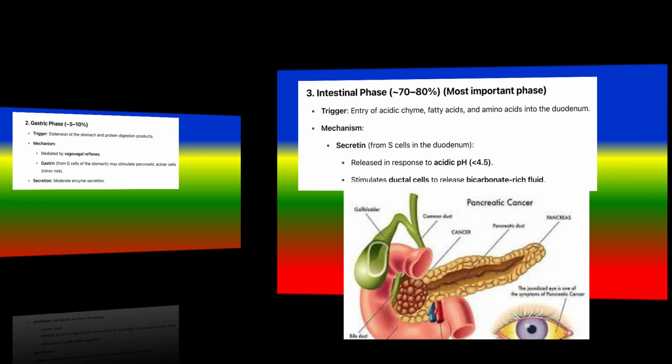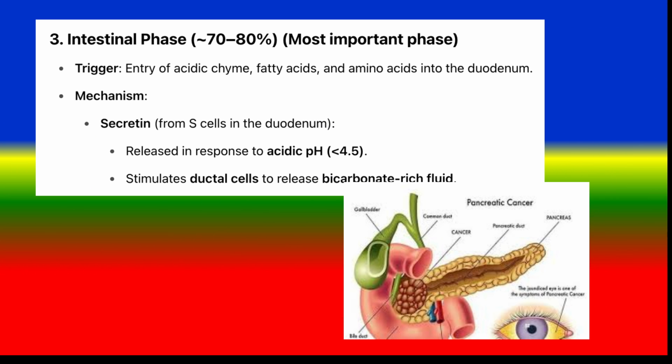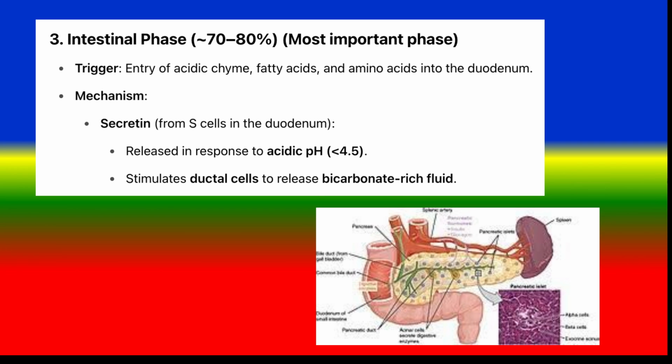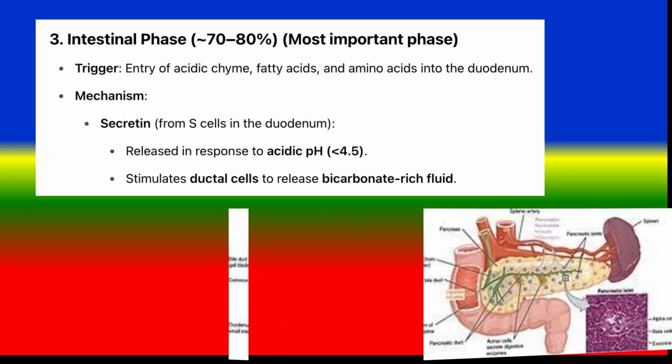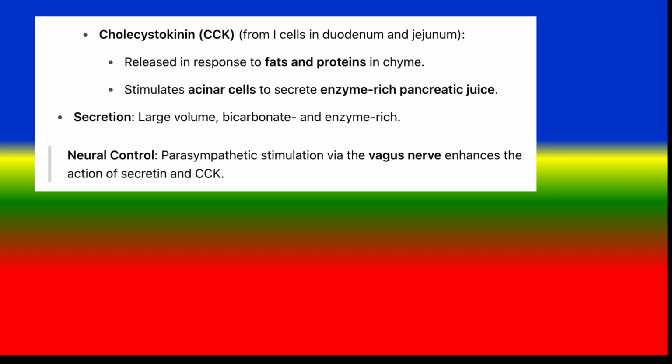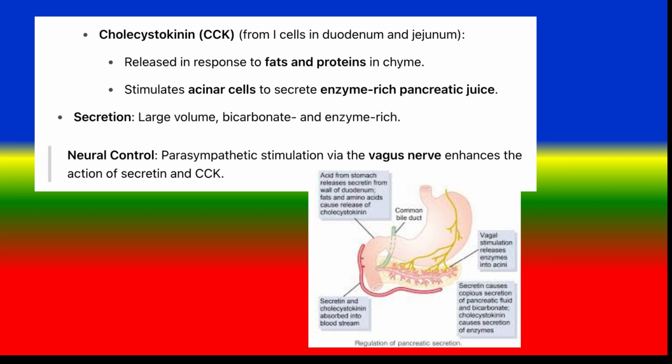3. Intestinal phase, 70 to 80%. Important trigger: entry of acidic chyme, fatty acids, and amino acids into the duodenum. Mechanism: secretin from S cells in the duodenum, released in response to acidic pH below 4.5, stimulates ductal cells to release bicarbonate-rich fluid. Cholecystokinin, CCK, from I cells in the duodenum and jejunum, released in response to fats and proteins in chyme, stimulates acinar cells to secrete enzyme-rich pancreatic juice. Secretion: large volume, bicarbonate and enzyme-rich.